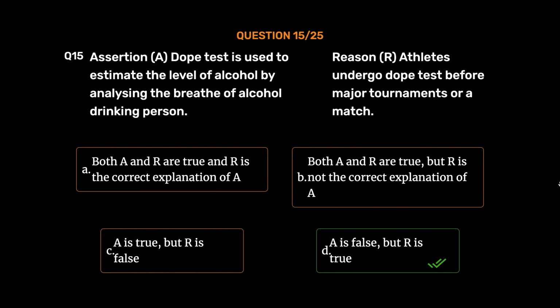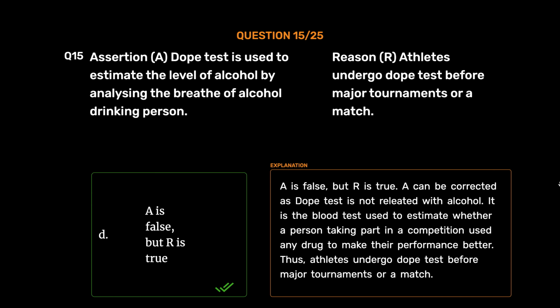A is false, but R is true. A can be corrected as dope test is not related with alcohol. It is the blood test used to estimate whether a person taking part in a competition used any drug to make their performance better. Thus, athletes undergo dope test before major tournaments or a match.